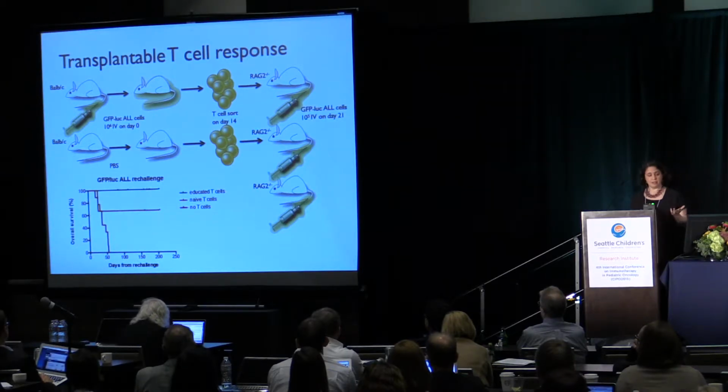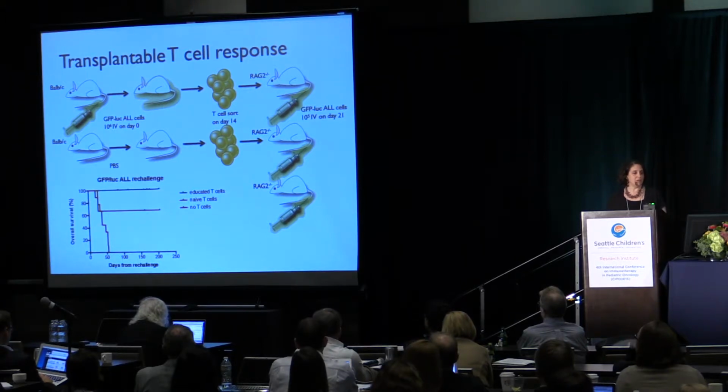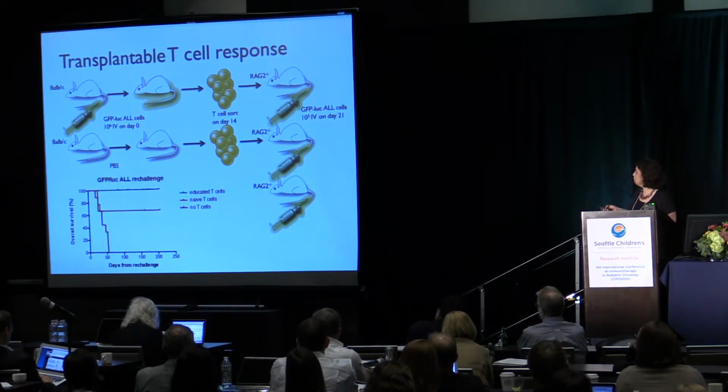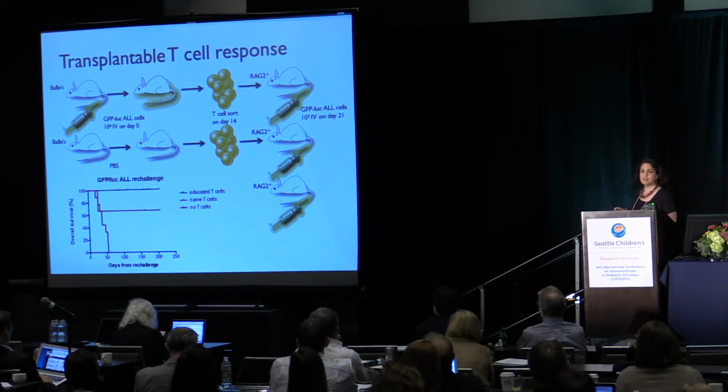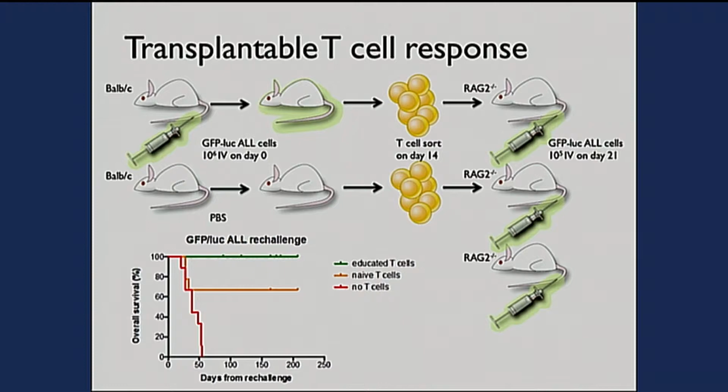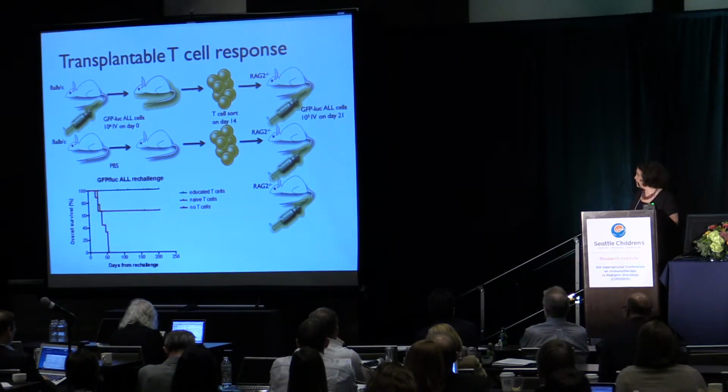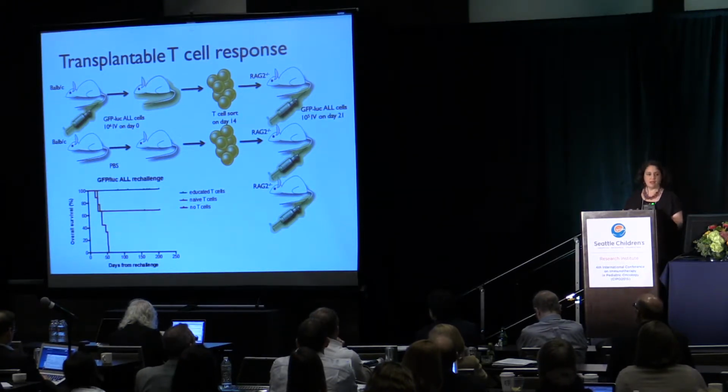This is a transplantable T-cell response. If we take a BALB/c mouse who has cleared disease, remove the spleen, sort the T-cells, and transplant them into a RAG knockout, we do get complete protection from the GFP luciferase. If we take splenocytes or T-cells from a naive mouse, we get a partial protection. This is probably just because we put in the whole bulk population of T-cells. We didn't select for epitope-specific T-cells. And then, as you can see, the RAG mice who don't get T-cells all die of disease early.